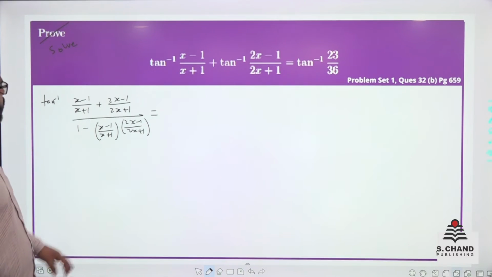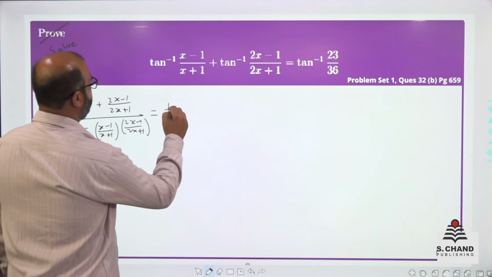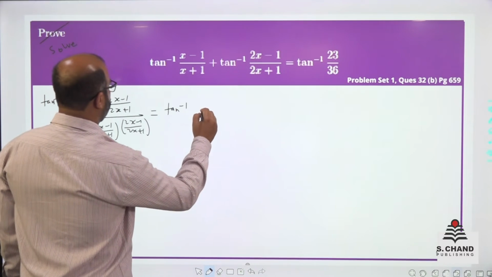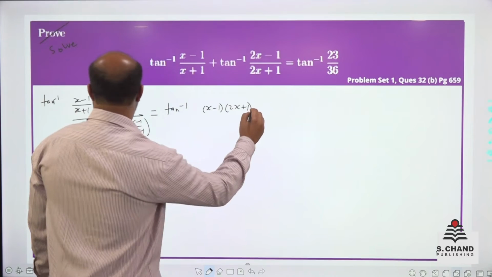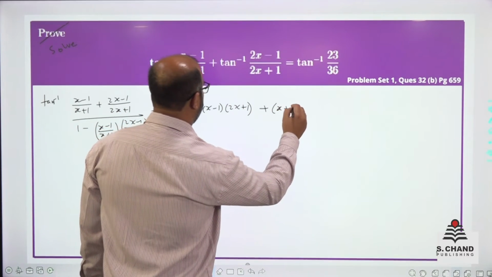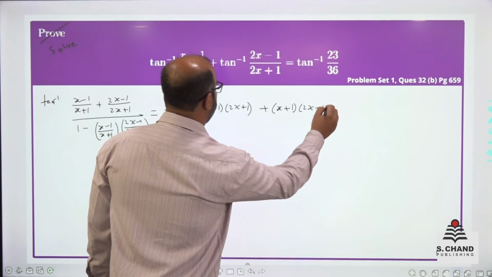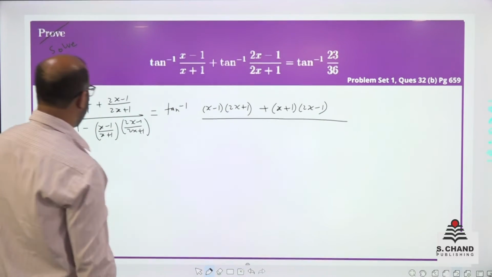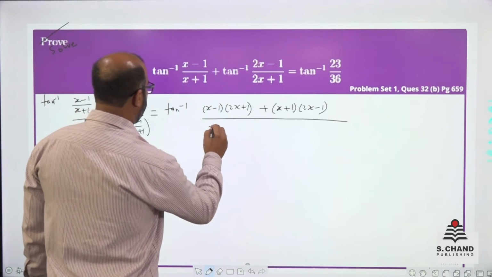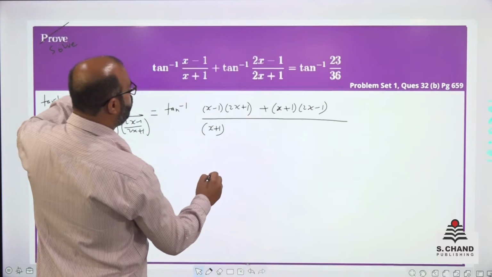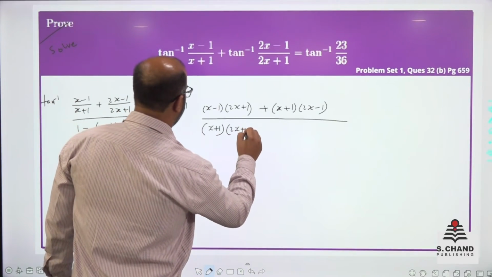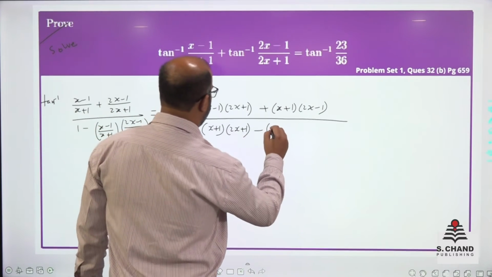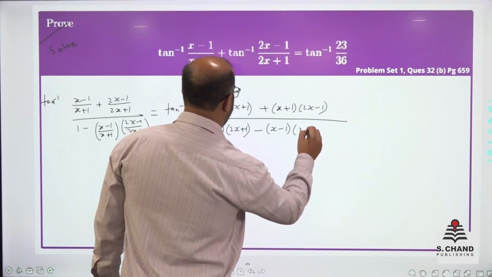Let us first calculate the left hand side. So this will be tan inverse of (x minus 1) into (2x plus 1) plus (x plus 1) into (2x minus 1) upon, here it will become (x plus 1) into (2x plus 1) minus (x minus 1) into (2x minus 1).